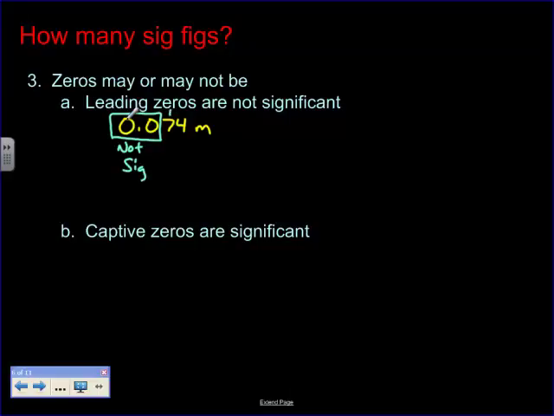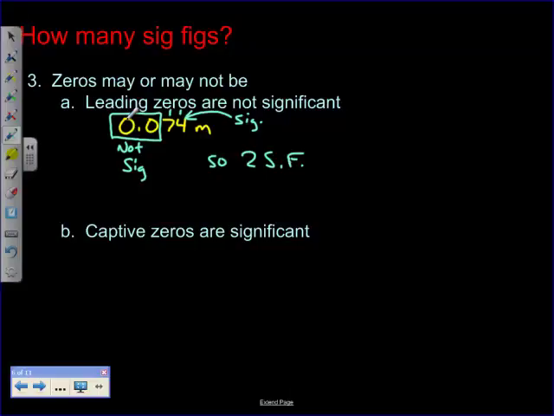Okay, as far as the significance, and we'll see where this goes to the calculators here in a minute. So we count the non-zeros, the 7 and the 4. Those are significant. Okay, so that means we have 2 SigFigs in this particular problem. So 0.074 has 2 SigFigs.